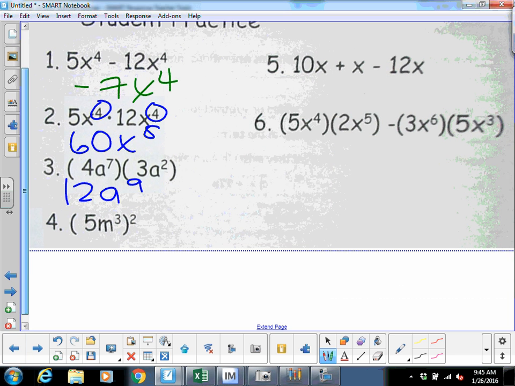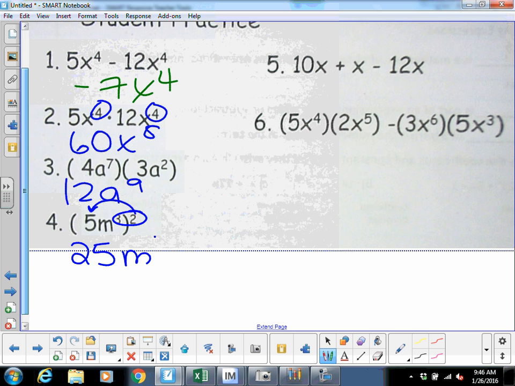All right, what's number 4? Power to a power. So we're going to square 5. What's 5 squared? m to the 6. Good job. Is everybody good on 1, 2, 3, 4? Pretty simple. Add, subtract, multiply, divide. Just know what you're doing with your exponents.